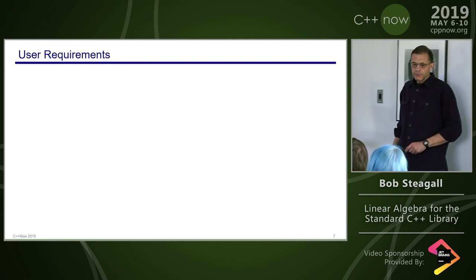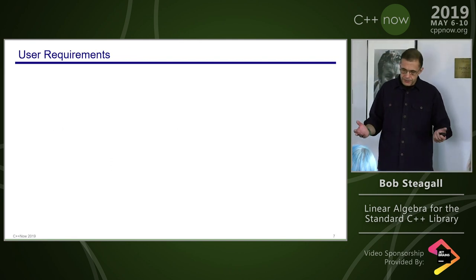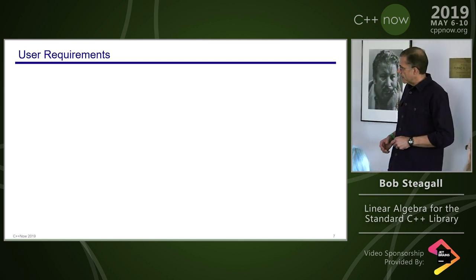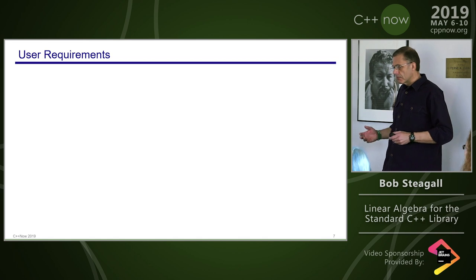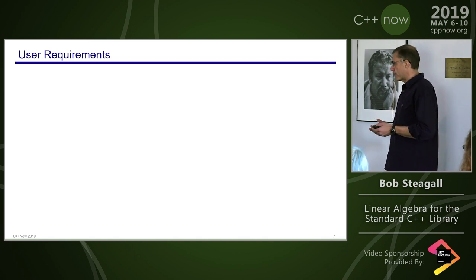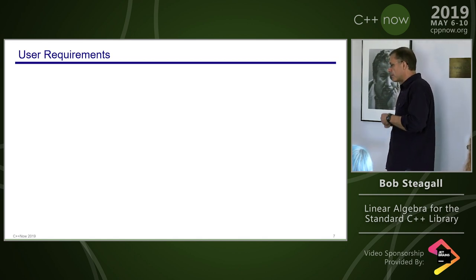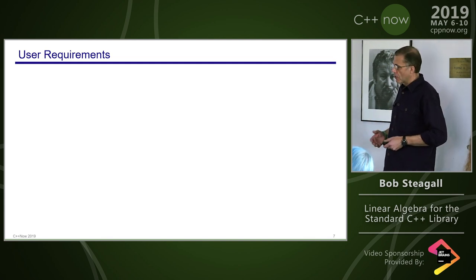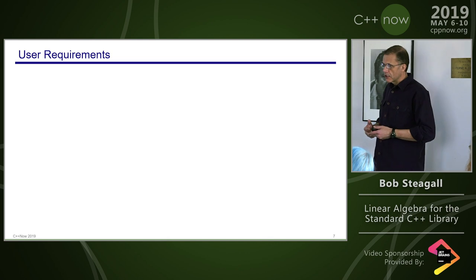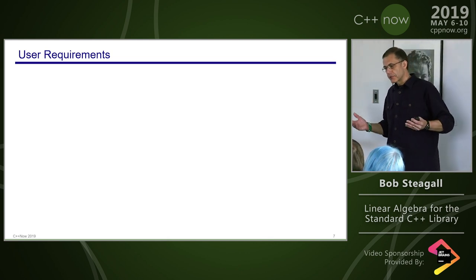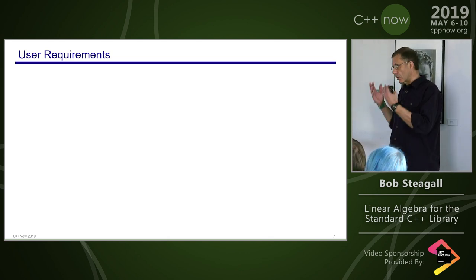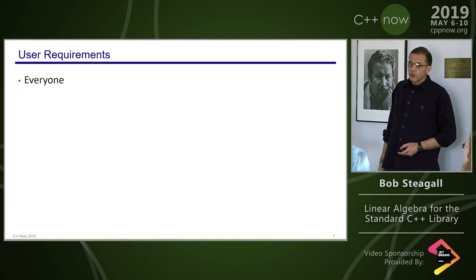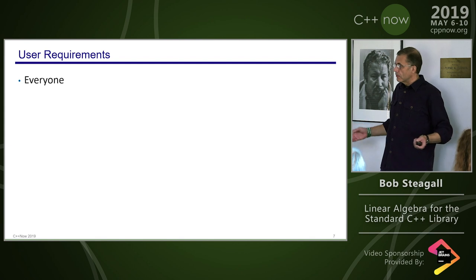So as we set out thinking about what an interface should provide, we wanted to look at it from the point of the user. Remember, the proposals for the standard and for the library describe proposed interfaces, not implementations. So we are attempting to provide an interface that meets certain requirements and is also implementable according to those requirements. So let's look at the requirements from the perspective of everyone.